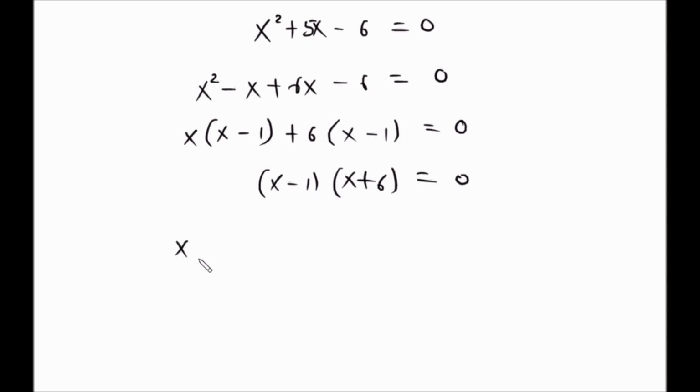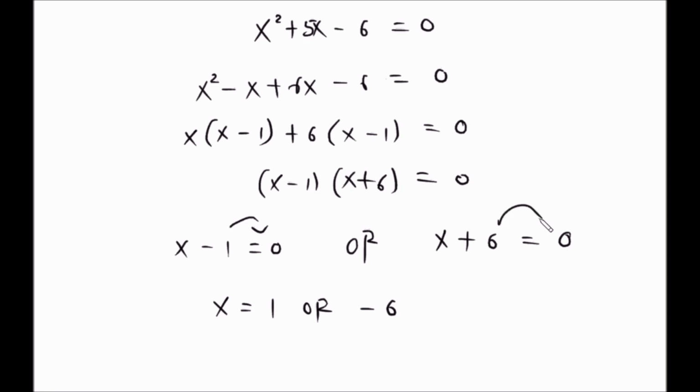Kwa hiyo kumbe x minus 1 is equal to 0 or x plus 6 is equal to 0. Kwa hiyo x is equal to 1, hii 1 nikileta huku, or negative 6. Sasa hii 6 nikileta huku, let me say.